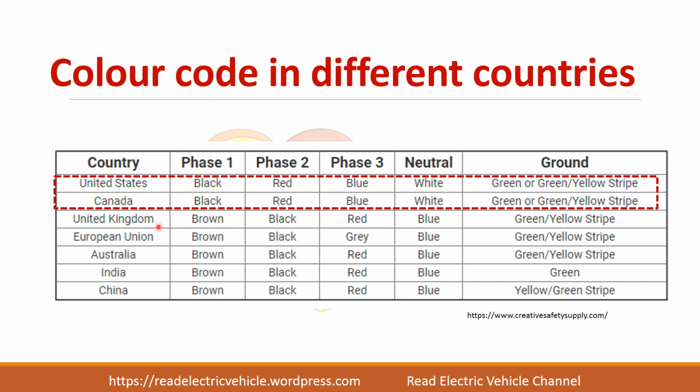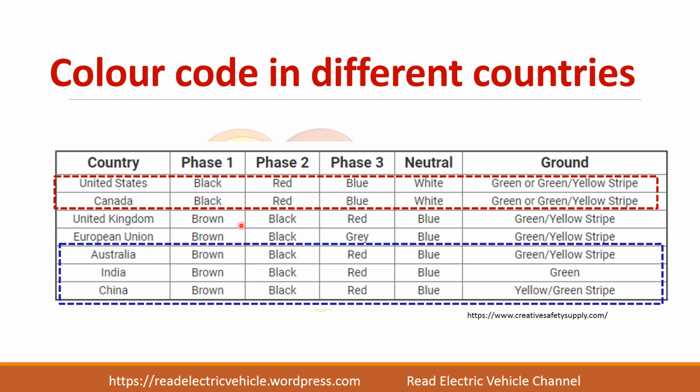If you take the United Kingdom, earlier they had their own set of codes. Now they have derived from IEC standards, and they are following that color coding. Similarly, the European Union follows the IEC standard, and if you see the Asian countries, India and China, they have an almost similar pattern derived from IEC standards.